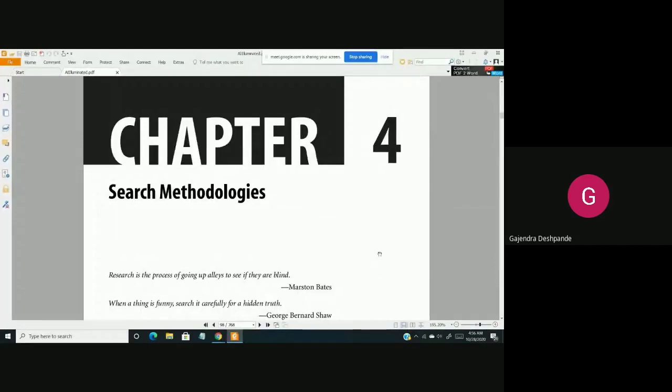Okay, so today we'll start with our second unit, that is search methodologies. Search methodologies is a very important chapter, and you'll get a lot of questions in your write test as well as in your final exams. So we are going to discuss various search methodologies. Some of you have already studied them, but we are going to have a different perspective on these different search methodologies.